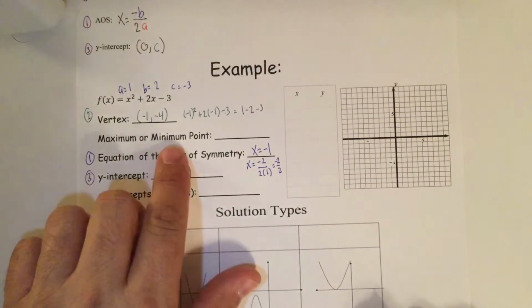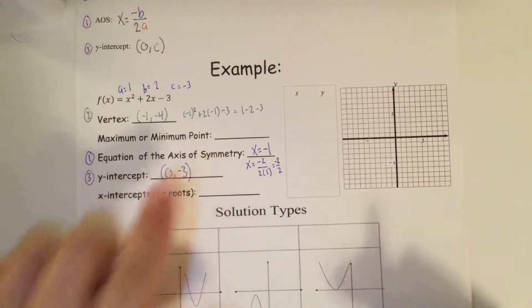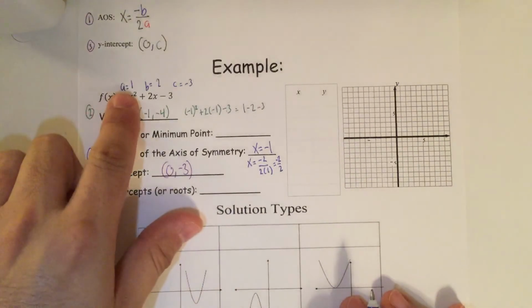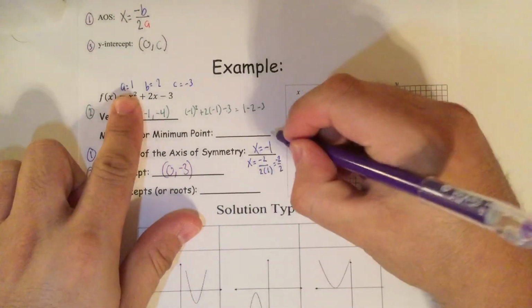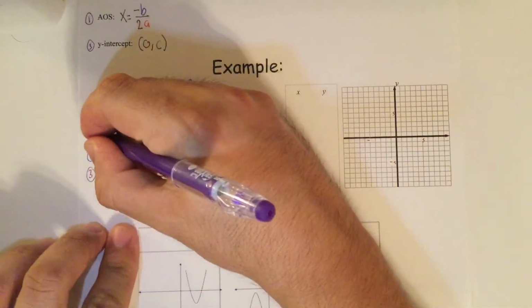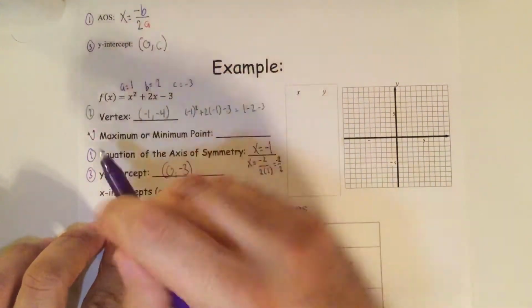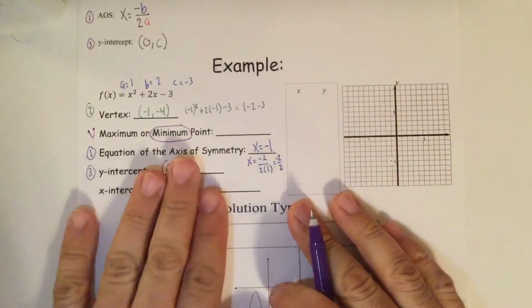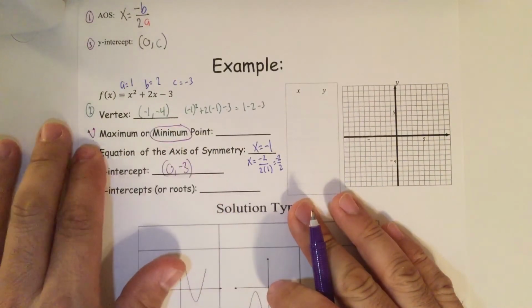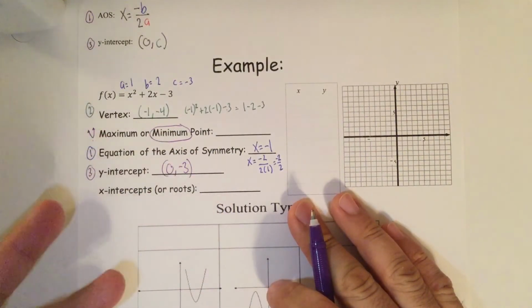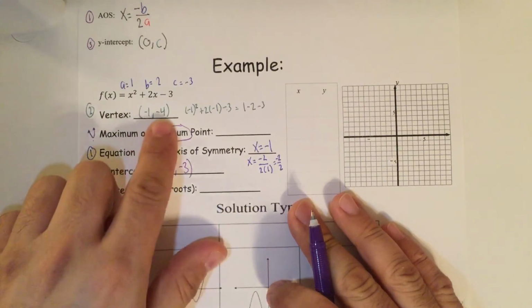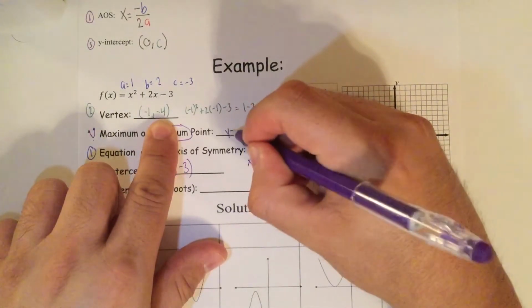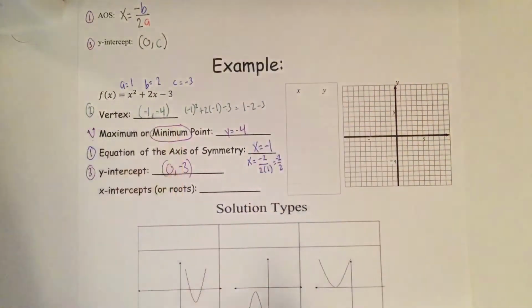And last, we have a maximum or minimum point. Well, I don't actually need the graph to know this. If I look at a, it's positive, so I know the graph is going to face up. So if it faces up, this is the lowest point, which is a minimum. And that's what the question's asking for right now. It's asking what's the minimum point, and you could say it's a minimum. But the value, what's the minimum value? It's going to be the y value of the vertex. So we could say that y is equal to negative 4.